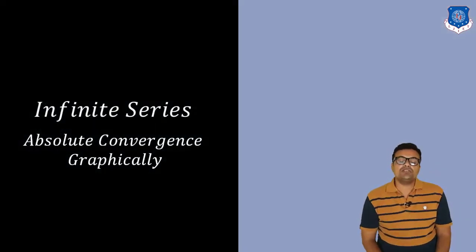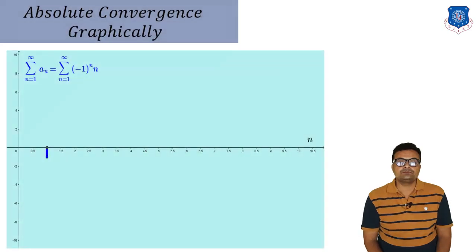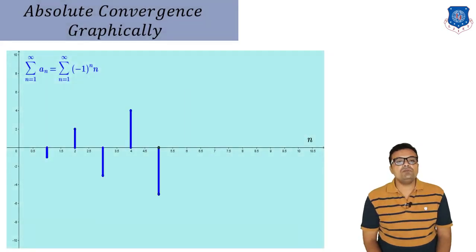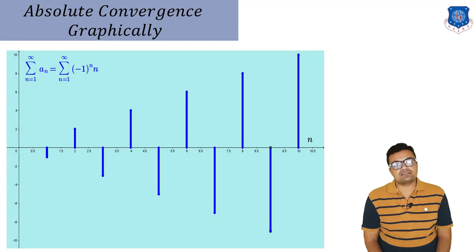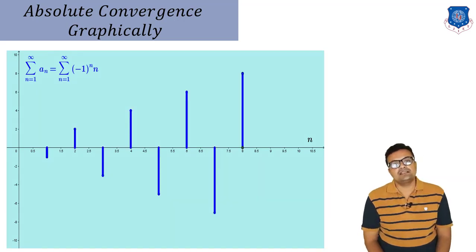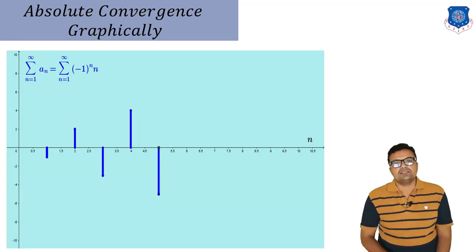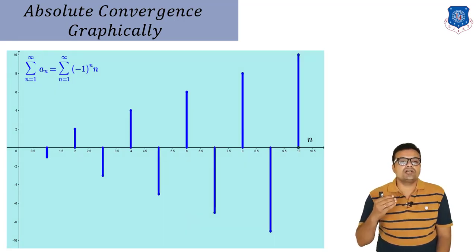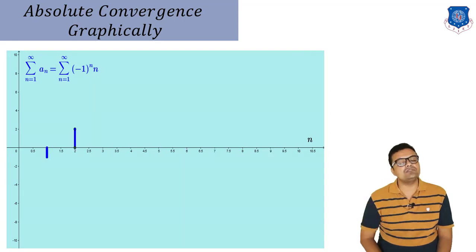So for that, we need to understand this new type of convergence, absolute convergence, graphically. The first case is, what do we mean by divergence if my series is an alternating series? Alternating series means a series with fluctuation in sign. Here I am defining one such series with the help of minus 1 raised to n into n. We can see very clearly that term by term my value of an is moving from the positive y-axis to the negative y-axis.